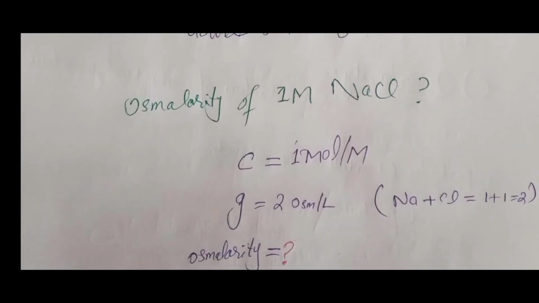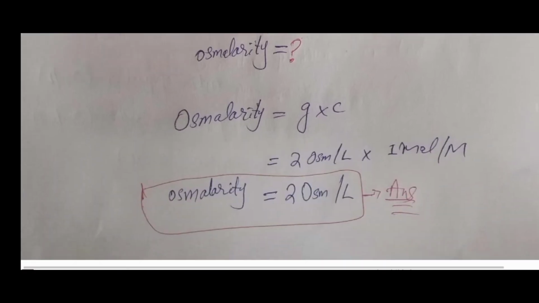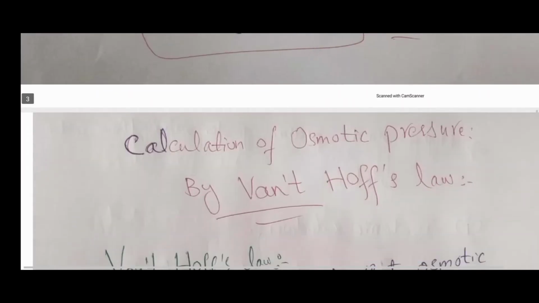So let's see an example for the osmolarity. Osmolarity for 1 molar NaCl. Concentration is 1 mole per liter and the number of particles is 2, because one particle is sodium and one is chloride to make sodium chloride. So osmolarity equals G multiplied by C. 2 multiplied by 1 is equal to 2 osmole per liter osmolarity.